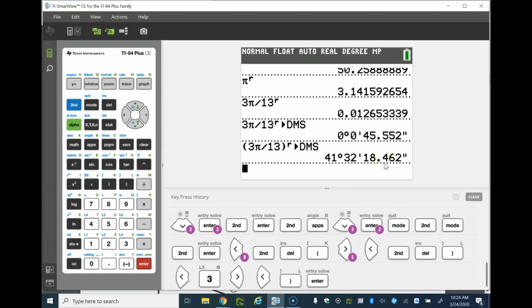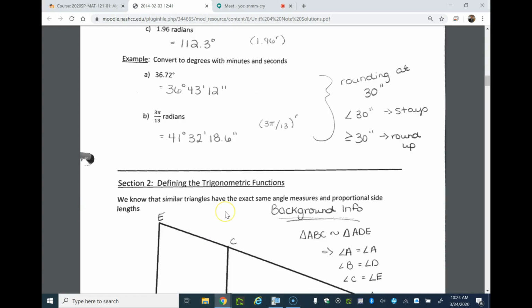If you're off by a few decimals, please don't worry yourself with that. The most important thing is that you know how to put the parentheses around it, switch it to DMS, and then get this kind of answer. If you run into a lot of these problems on the test, I will give you points back if you're just a few decimals off. That's not what I'm really testing you on, so just don't concern yourself with that. So let's move on to the next part.